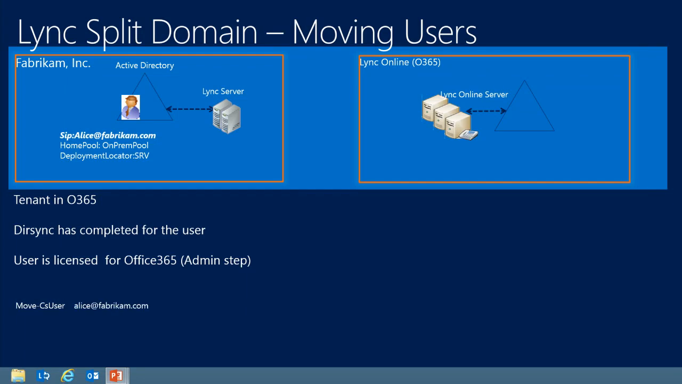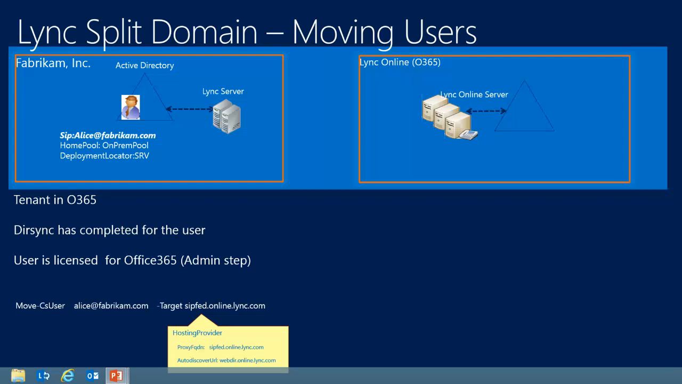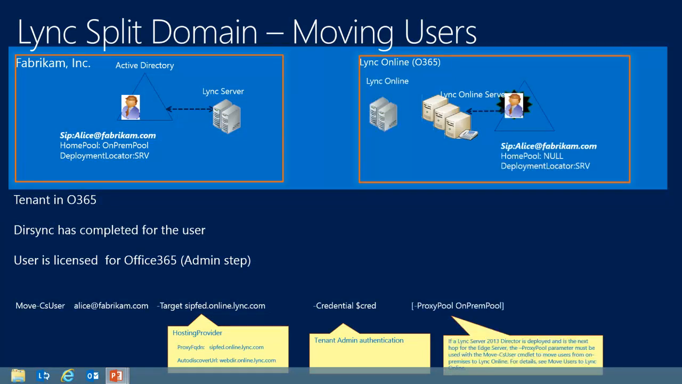And here we go. Move CS user, alice@fabricam.com. Pretty standard so far. The target, sipfedonline.lync.com. Notice we go right back to our provider statement, right? This is where we're targeting. Credentials, of course, you're going to have to provide admin credentials for the tenant.